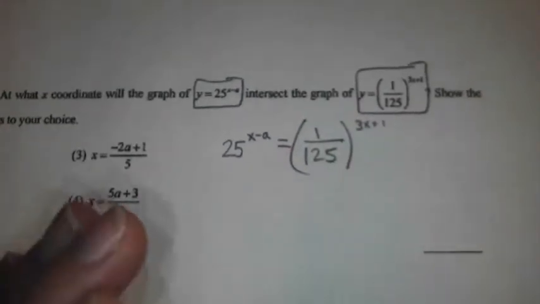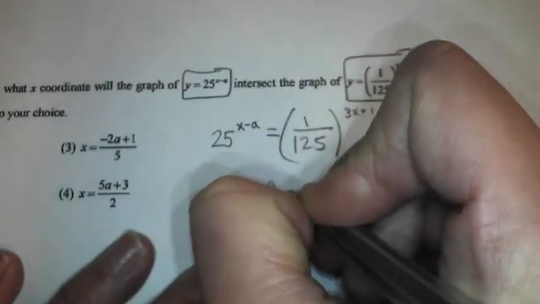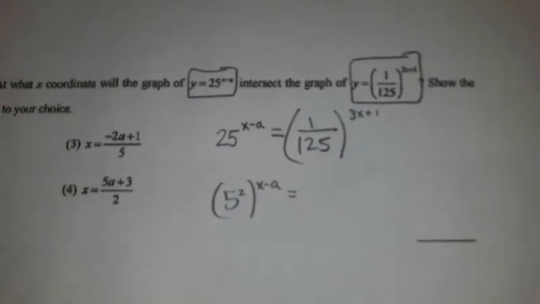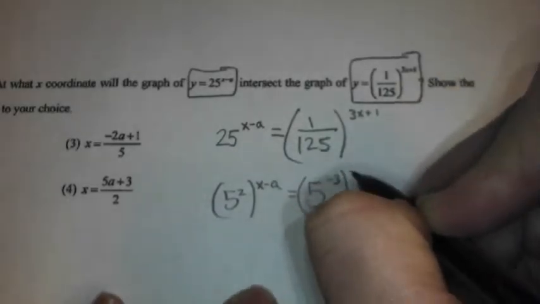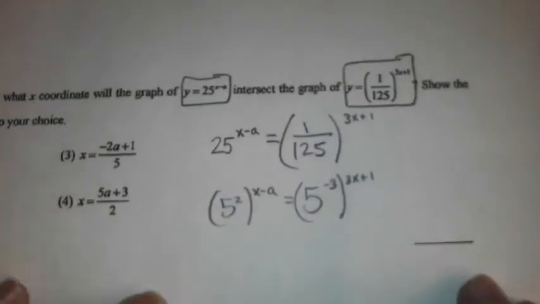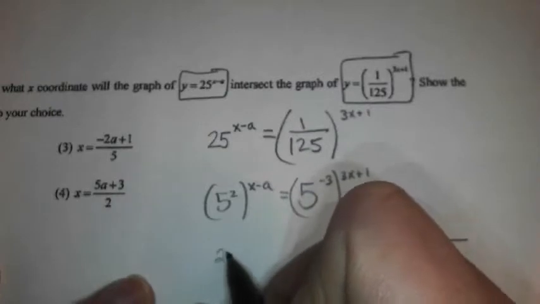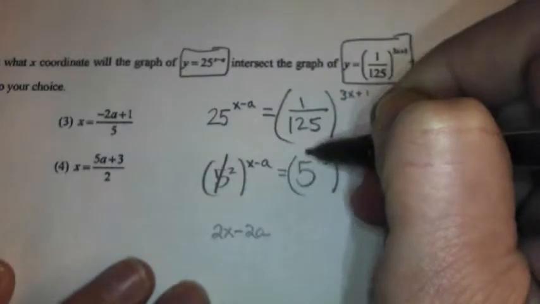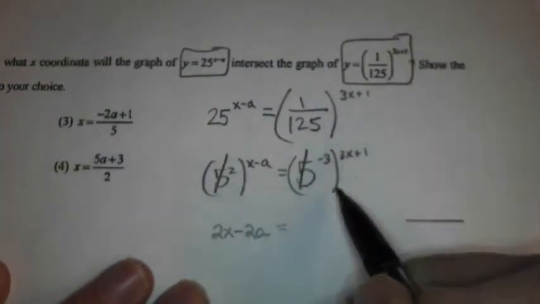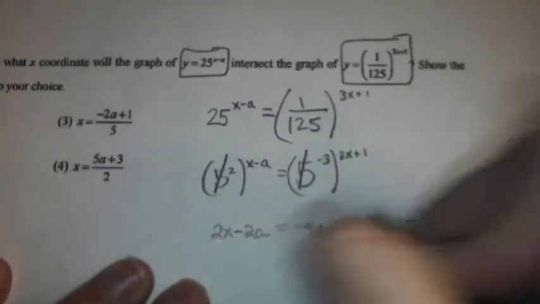So 25, that's easy, right? 5 squared. What about 1 over 125? Andrew? 5 to the negative third. Awesome. So power to power on the left is going to give me 2x minus 2a as my exponent. I'm going to drop my 5s now. Power to power on the right is going to give me negative 9x minus 3.